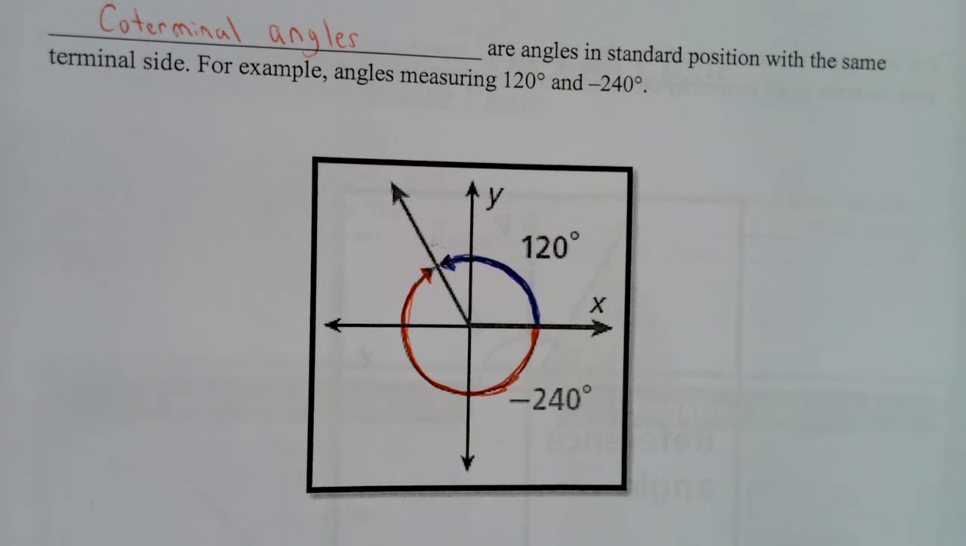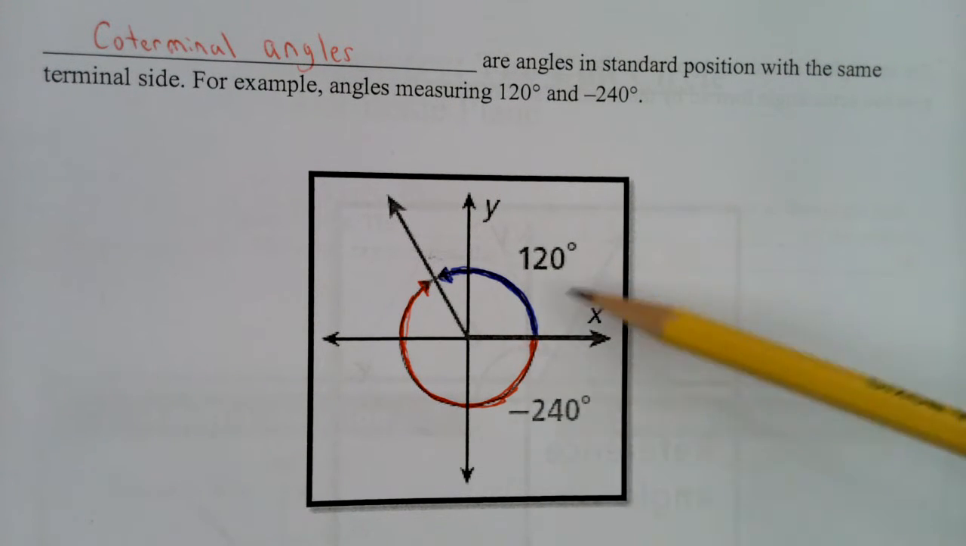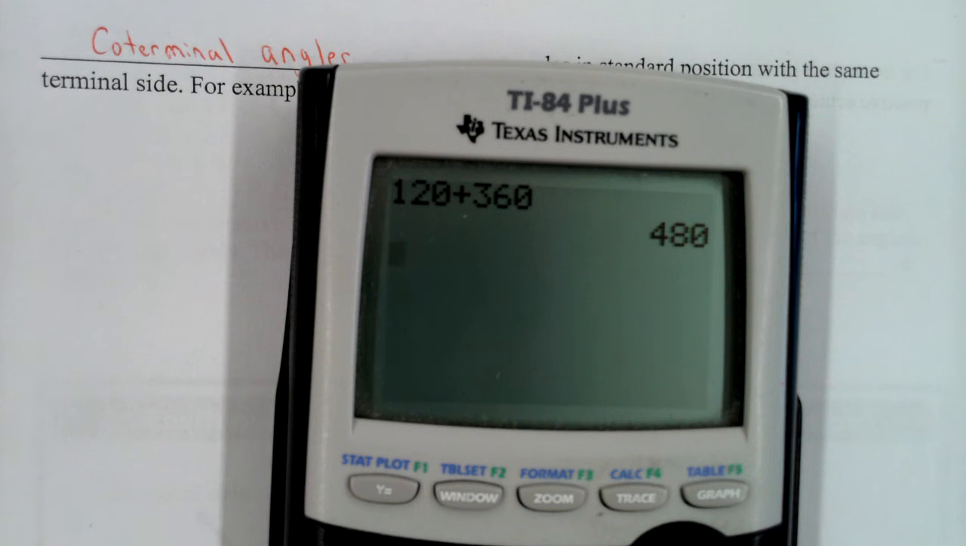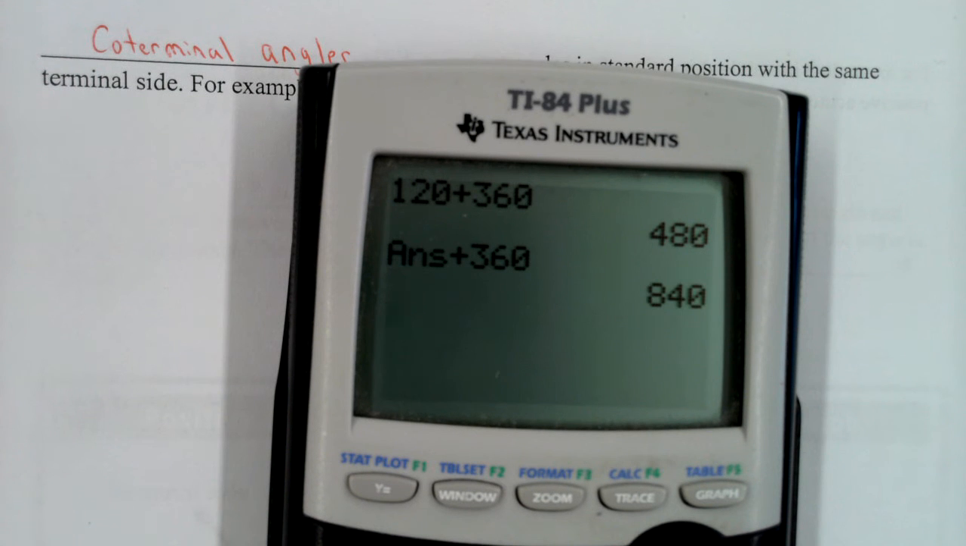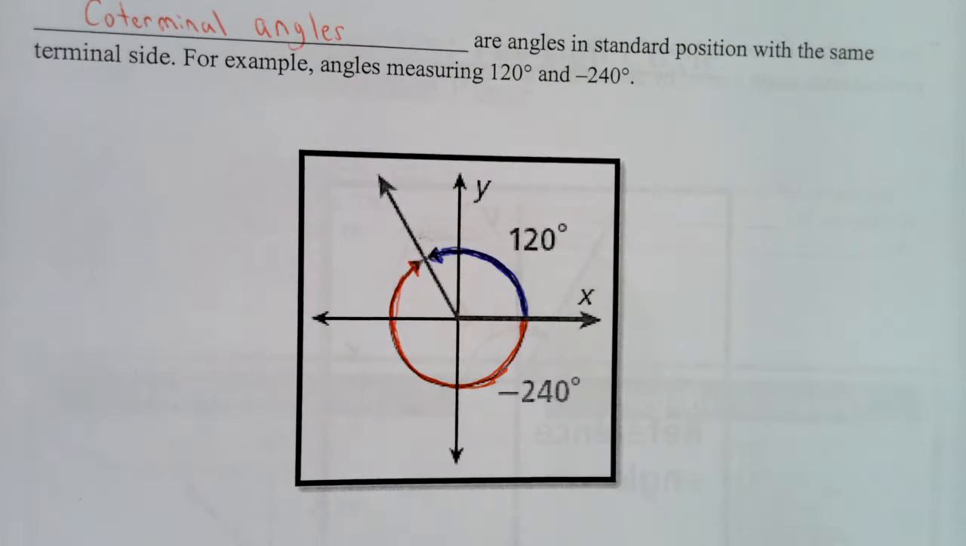Okay. Notice how if you add 360, because the circle is 360, to this, you get that angle. So suppose I do 120 plus 360, I get 480. That's another coterminal angle, okay? Suppose I add another 360, I get 840. That's another coterminal angle. Suppose I add another 360, I get 1200. That's another coterminal angle, okay?